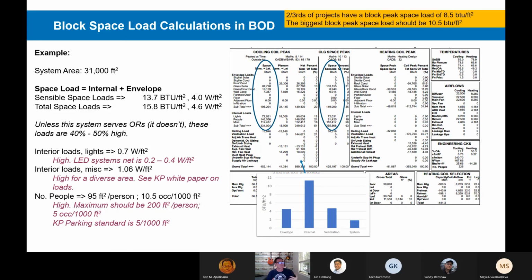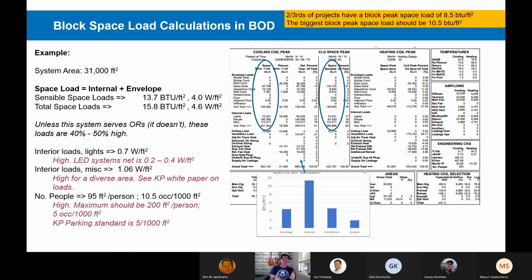Second example, very similar story. This is a 31,000 square foot system. The block peak sensible load is 13.7 BTU per square foot, which is about 50% over the benchmark. So again, this one is high, and it's internally load driven. That's an interesting thing that I found here.